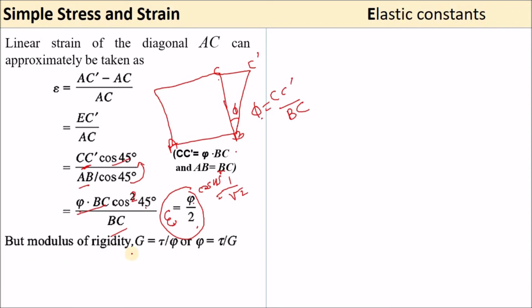but modulus of rigidity G, we know that G equal to shear stress divided by shear strain phi. So phi equal to tau by G, we can put here. So it will be epsilon equal to tau by 2G.